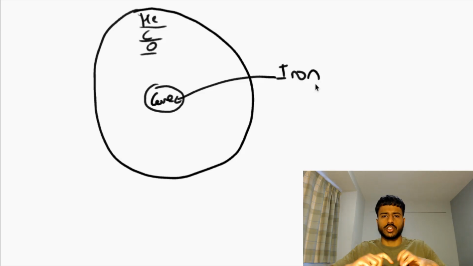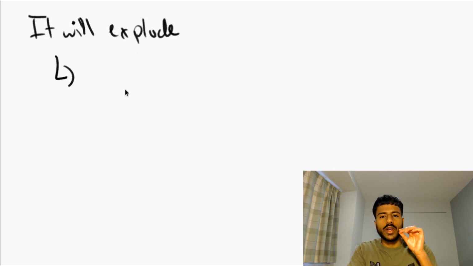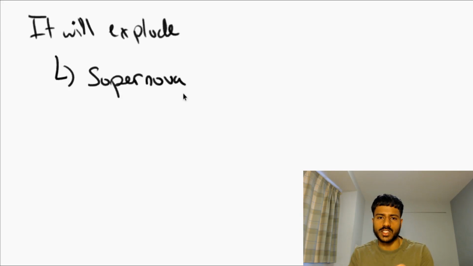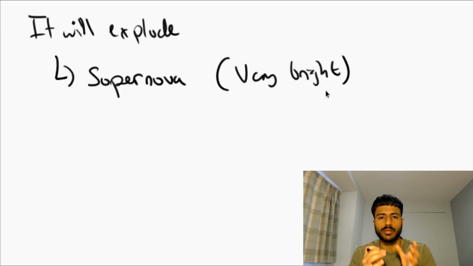Now, a star like this is just so unstable because it's so massive. And what it's actually going to do is it will explode. And it will explode in something called a supernova. And we encountered supernova last time, but this is a different kind of supernova. And as you know, these are very bright. Sometimes you may even be able to see these in the sky with your naked eye.